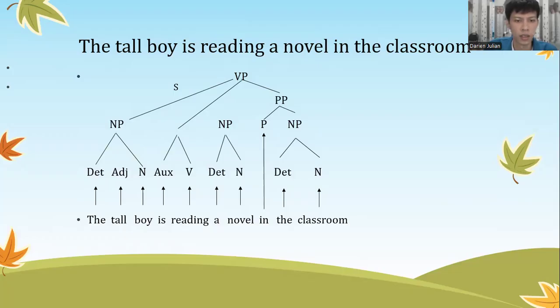"A" is a determiner, "novel" is a noun. A novel is a noun phrase. "In" is a preposition, "the" is a determiner, "classroom" is a noun. The classroom is a noun phrase. In the classroom is a prepositional phrase. Is reading a novel in the classroom is a verb phrase. The tall boy is reading a novel in the classroom is the sentence.